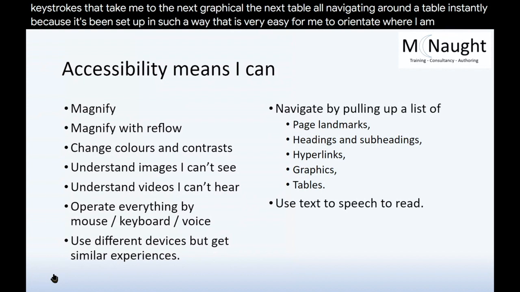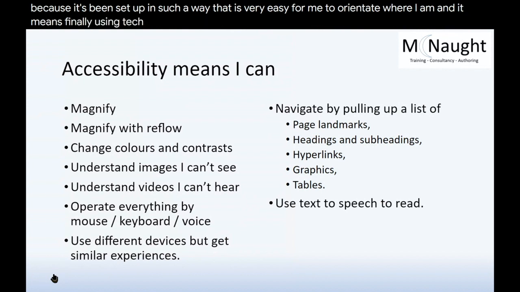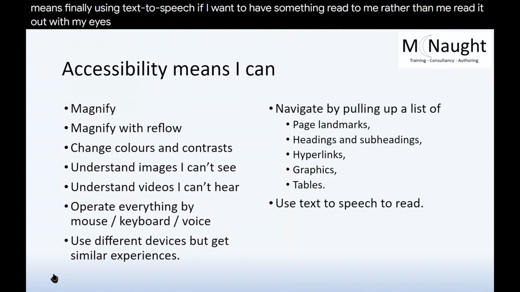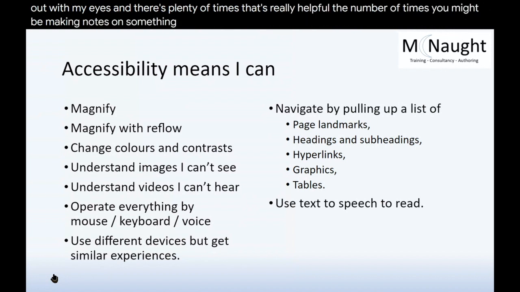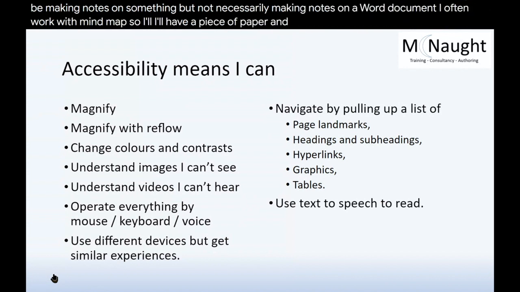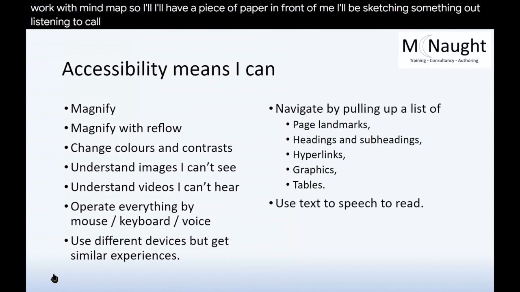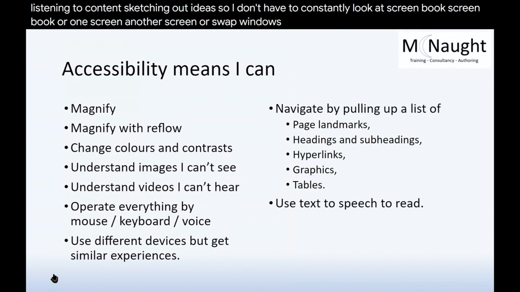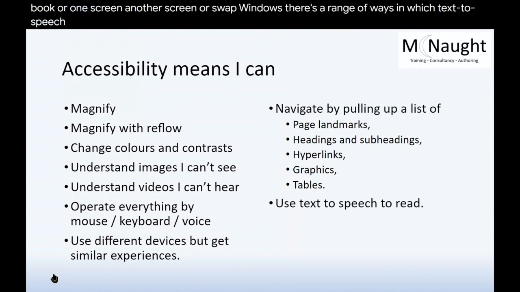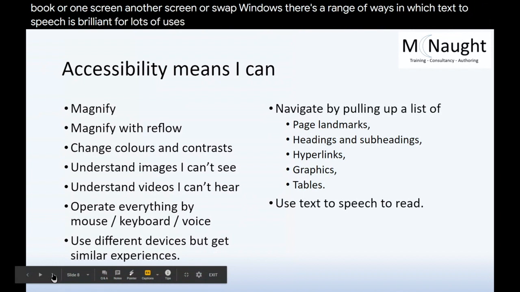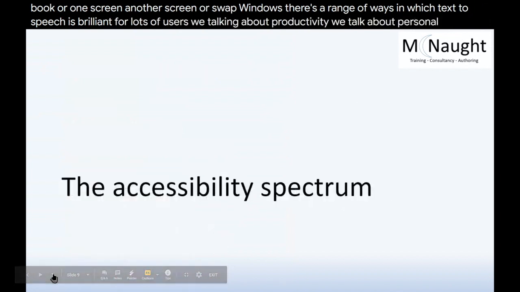And it means, finally, using text to speech if I want to have something read to me rather than me reading it with my eyes. And there's plenty of times that's really helpful. The number of times you might be making notes on something, but not necessarily making notes in a Word document. I often work with mind maps, so I'll have a piece of paper in front of me. I'll be sketching something out, listening to content, sketching out ideas, so I don't have to constantly look at one screen, another screen, or swap windows. There's a range of ways in which text to speech is just brilliant for lots of users. We're talking about productivity. We're talking about personalization.